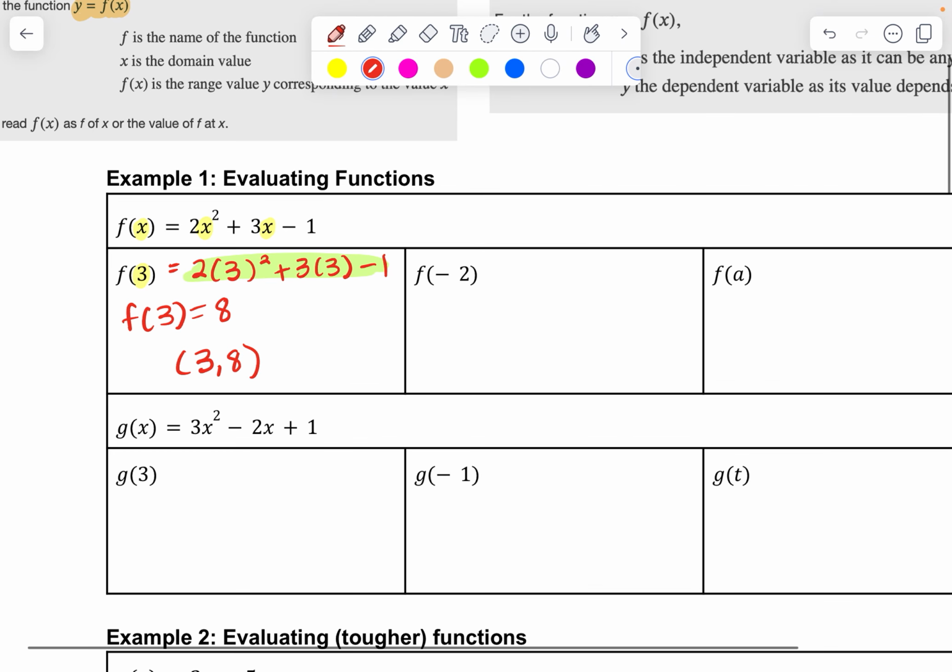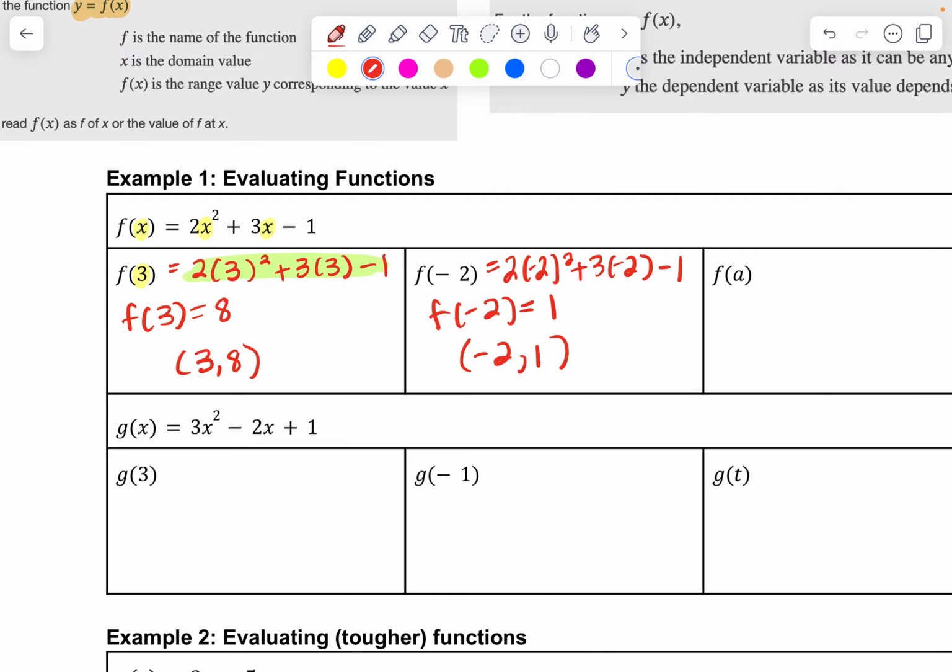F of negative 2, everywhere I see an x, I'll replace it with a negative 2. So 2 times negative 2 squared plus 3 times negative 2 minus 1. If we put that in our calculator, we'll get 1 back. So that means we have a point at negative 2, 1.